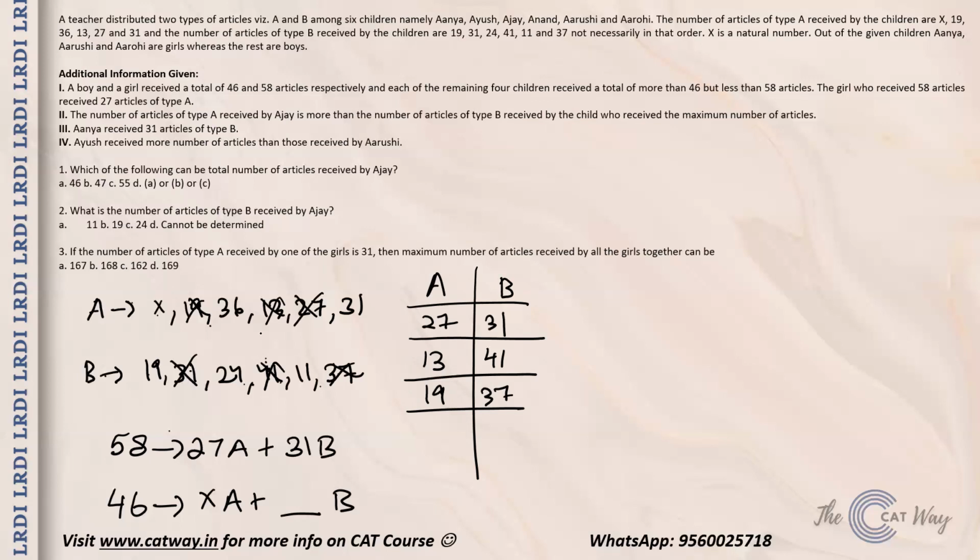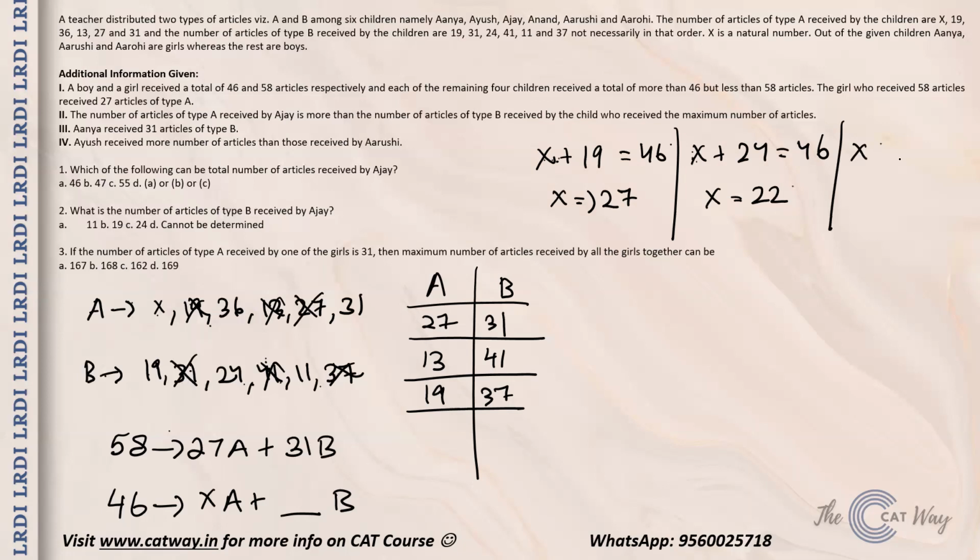Now what you know is that the person who got 46 got X articles. So what we know is that X plus something of B should be equal to 46. Now that something could be 19. If it is 19, then X should be equal to 27. If that something is 24, to make 46, in that case the value of X will be equal to 22.